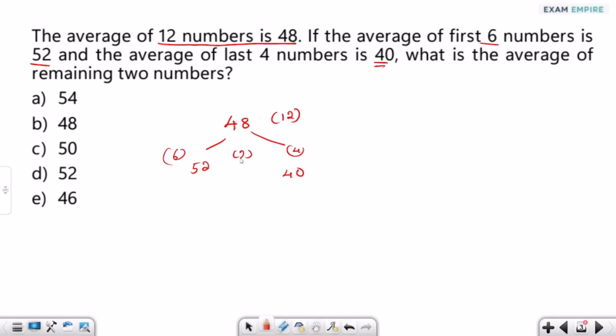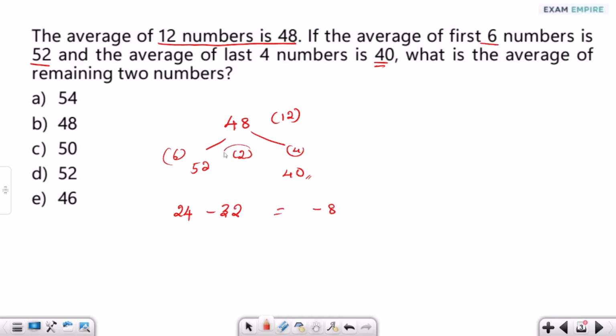How many numbers remain? 2 numbers. If you observe, the average of the first 6 numbers is 4 more. For each number it is 4 more, so for 6 numbers it will be 24 more. Next, the last 4 numbers' average is 40, so how much less is it? 8 less. If one number is 8 less, then 4 numbers will be 32 less. Now 24 minus 32 is minus 8.